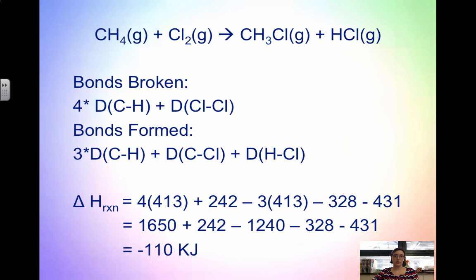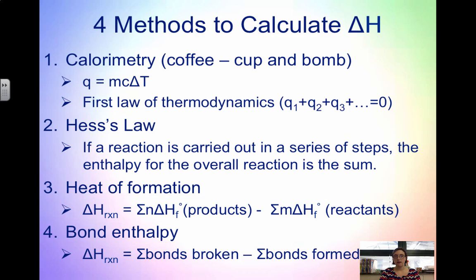So what we did is we used our bond enthalpies, or our bond energies, to determine heat of reaction. We just looked to see which bonds were broken and how many, which bonds were formed and how many. Again, delta H reaction is broken minus formed.